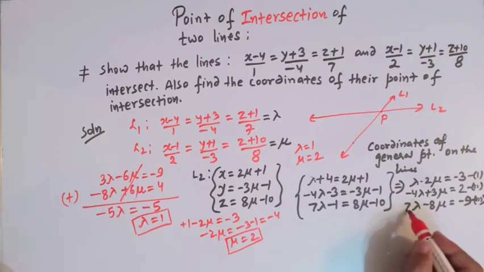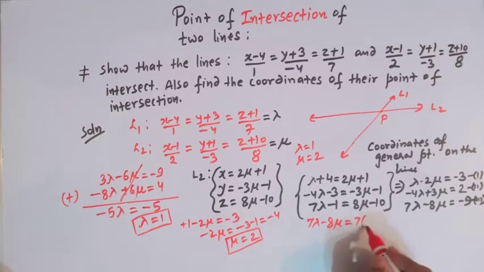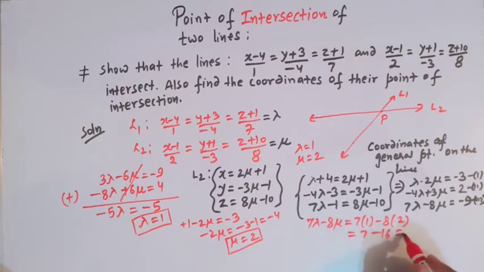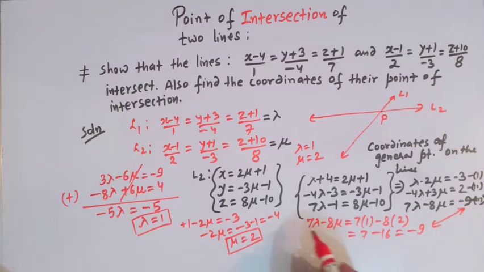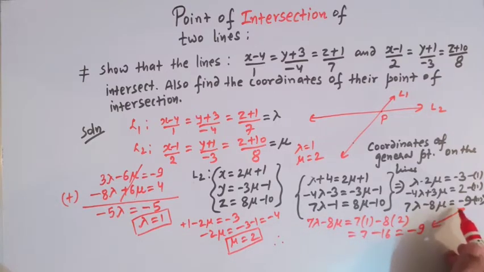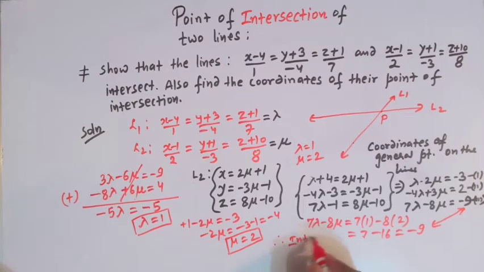So let us substitute here. We have 7 lambda minus 8 mu is equal to 7 times 1 minus 8 times 2, and here we have 7 minus 16, and this is equal to minus 9, which is the same as minus 9, right? So this shows that the third equation is satisfied, and hence these two lines intersect. Clear?